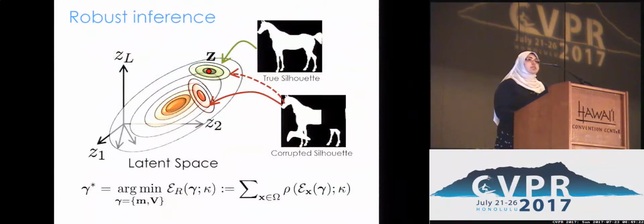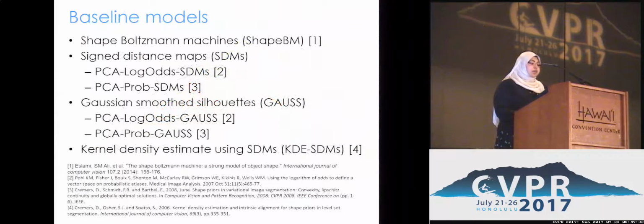To increase the robustness of the estimated posterior, we deploy a robust function of the marginal bound that is more forgiving of the outlying pixels without explicitly knowing the spatial support of the outlying region. For comparison, we consider different existing approaches, including the state-of-the-art shape Boltzmann machine, as well as PCA on intermediate shape representations.